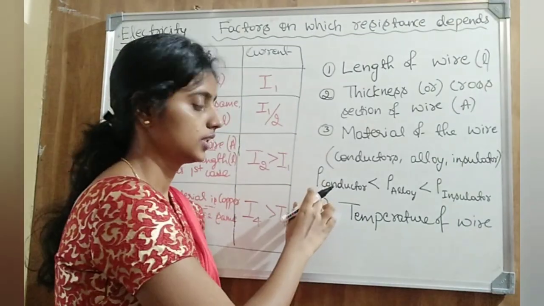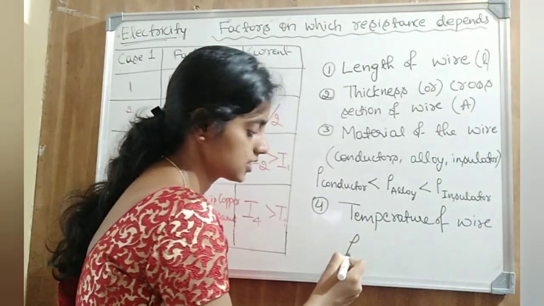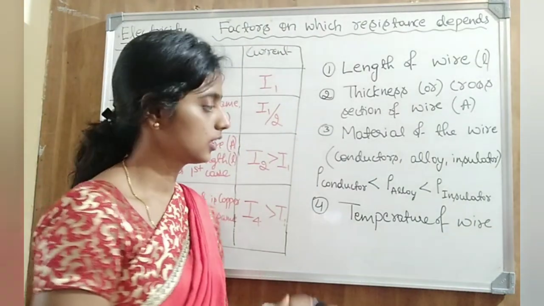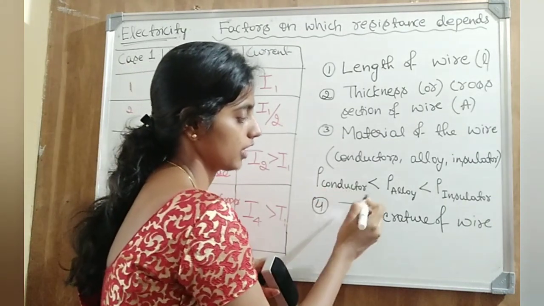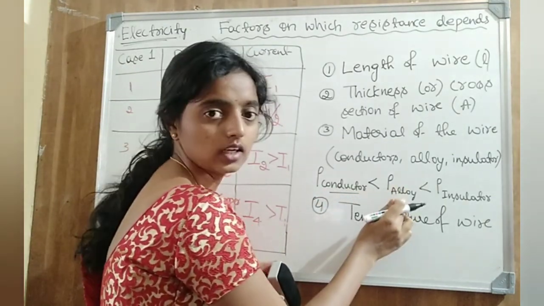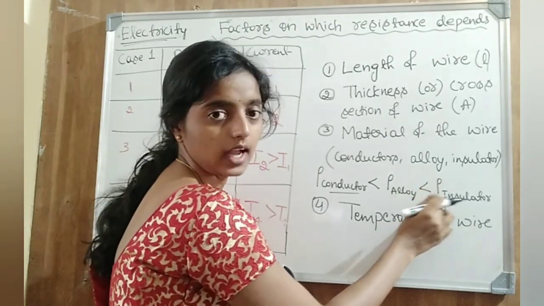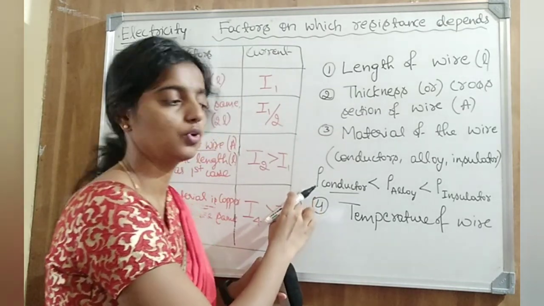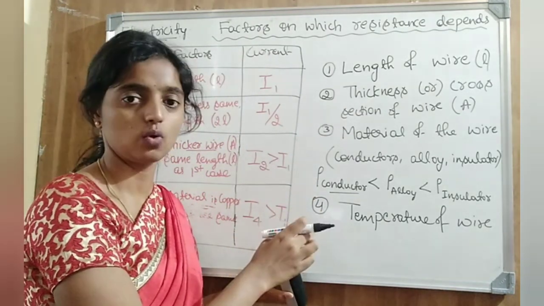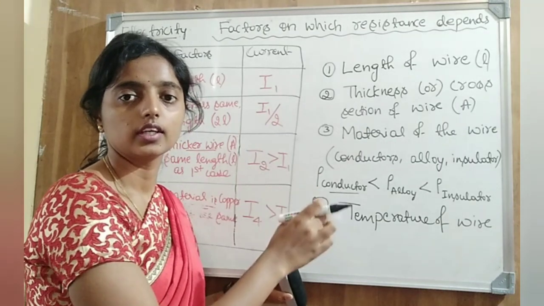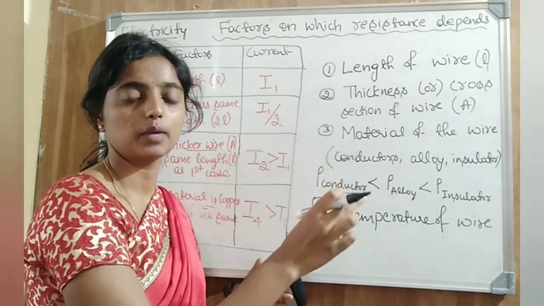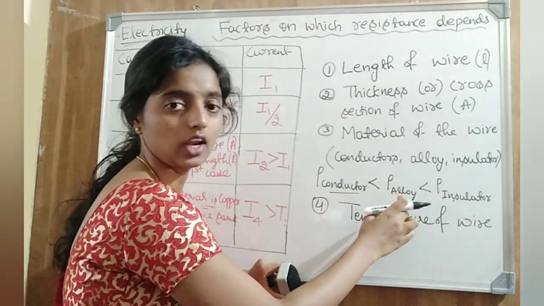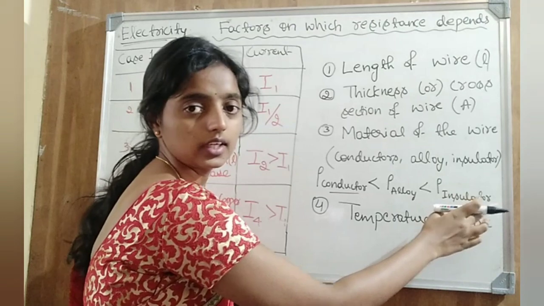Always remember, this is the symbol for resistivity, called rho. I'll explain later what that is. Now just understand, the resistivity of a conductor is lesser than that of an alloy, and that is lesser than that of an insulator. Based on this, we have one table in the textbook, and I have included that table in your PDF notes. We'll get problems related to that, or we need to justify some answers using the table. Just remember, conductor is lesser than alloy, and it is lesser than insulator in resistivity.